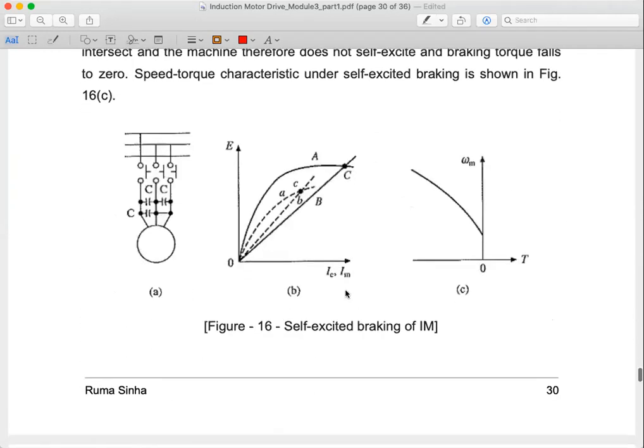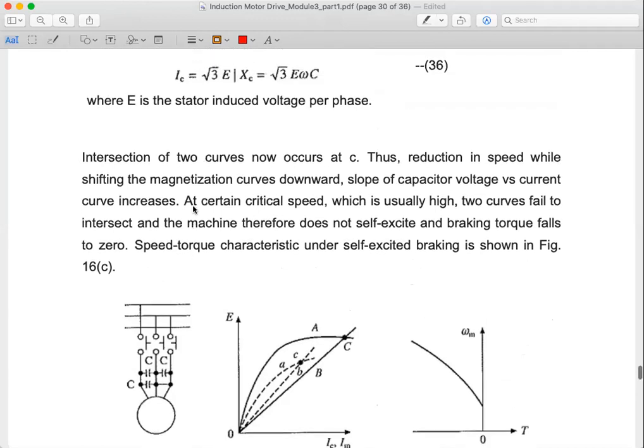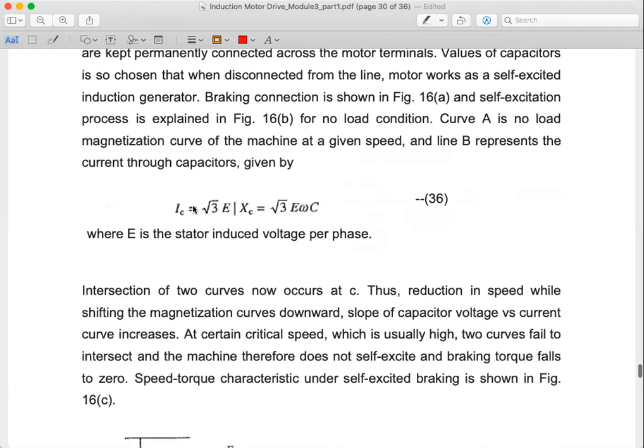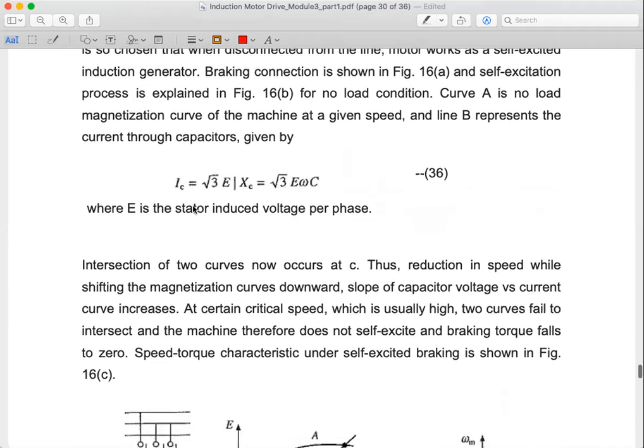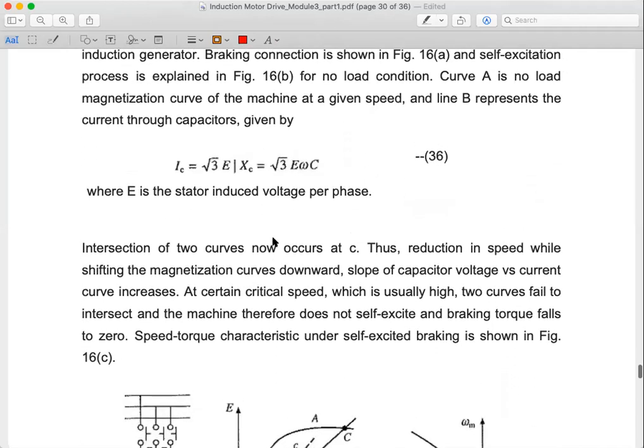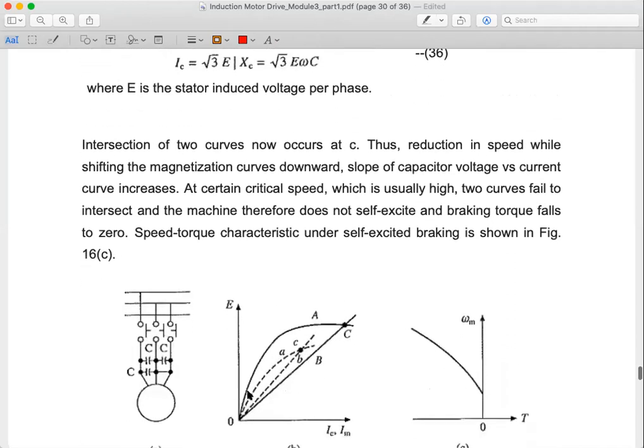Now this is the connection diagram. You have the capacitors connected here, 3 capacitors connected between the lines. Now when I write the characteristics, this curve A shows the no load magnetization curve.